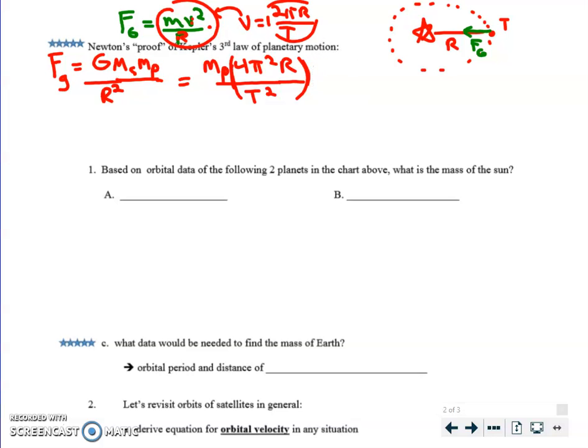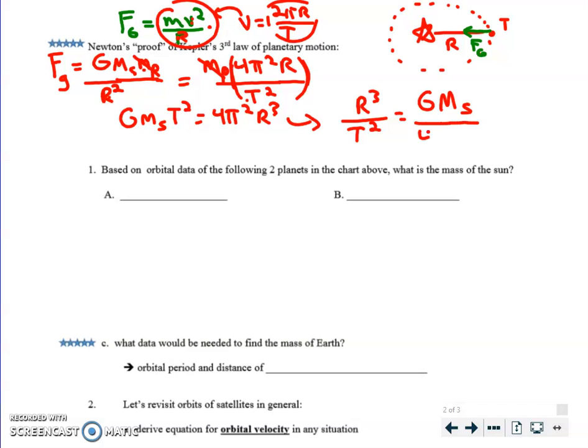So if I cross multiply these two equations, I get, and notice, that the mass of the planet cancels out when I do that. Okay, so if I do G times the mass of the sun times T squared equals 4 pi squared. Now r squared comes over here, multiplied by r gives me r cubed. And then if I move the T to the right side and the 4 pi squared to the other side, I get r cubed over T squared, there's Kepler's relationship, equals G times the mass of the sun all over 4 pi squared.